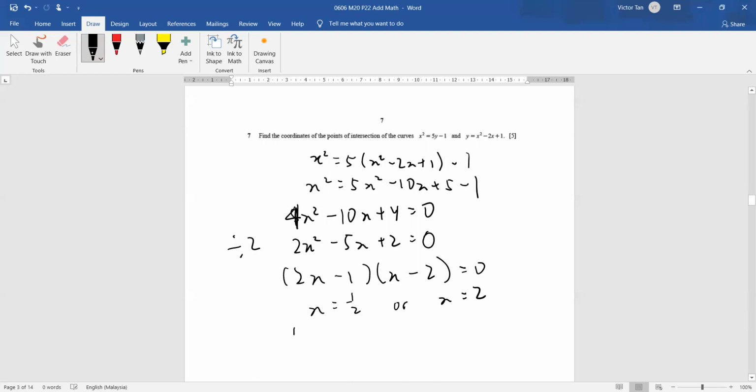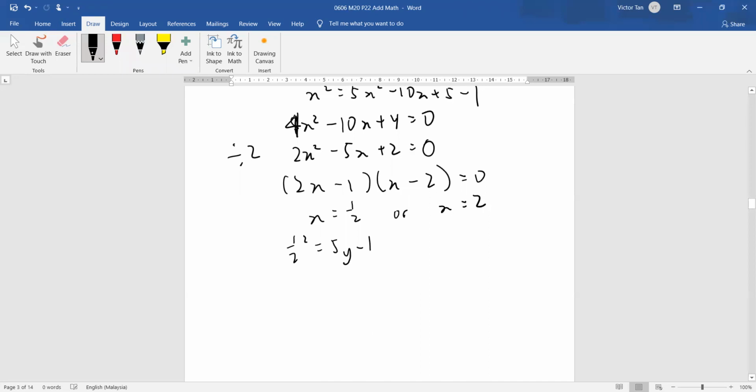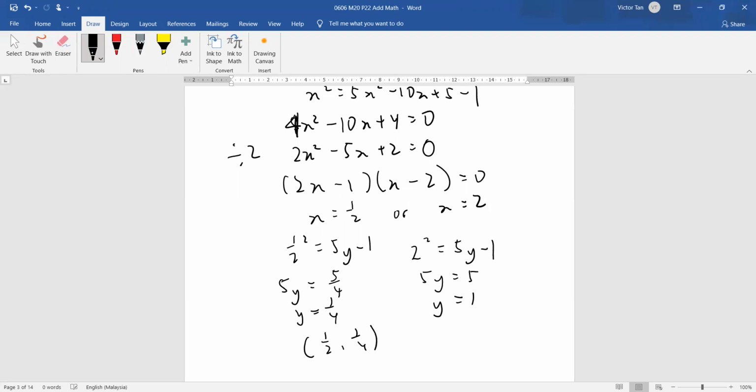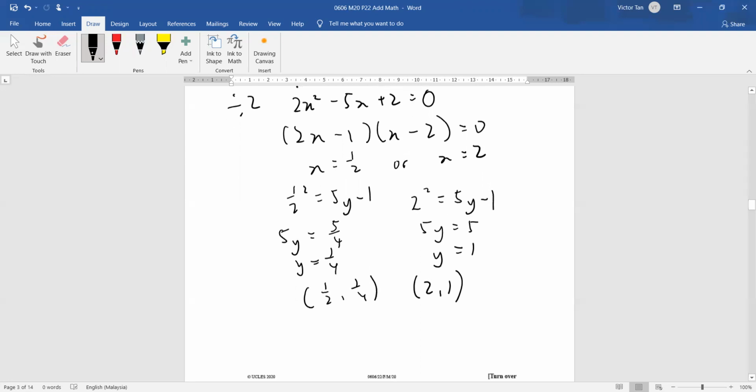So half squared equals 5y minus 1, 5y equals 1 plus a quarter, 5 over 4, y equals 1 quarter. 2 squared equals 5y minus 1, 5y equals 5, y equals 1. So the 2 points are (half, a quarter) and (2, 1). Okay, there we have it, 2 points of intersection.